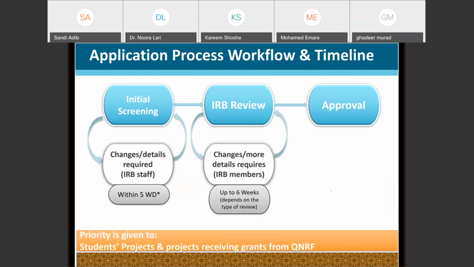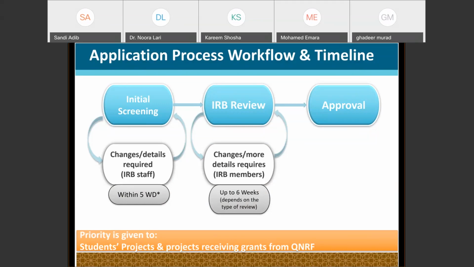So usually for an application, when it comes to our office, it takes 5 working days, up to 5 working days. When it goes back and forth between us and the applicant, this is not counted for the total initial screening stage, because of course, as we said, it depends on your responses. So you also have control over how long your application is going to stay in the initial screening stage.